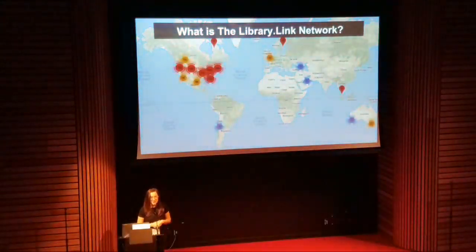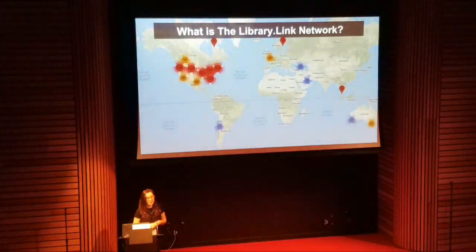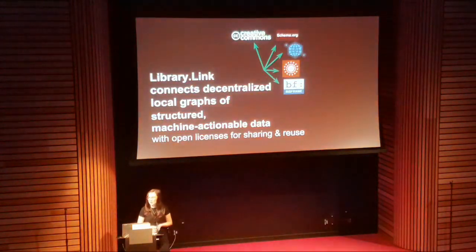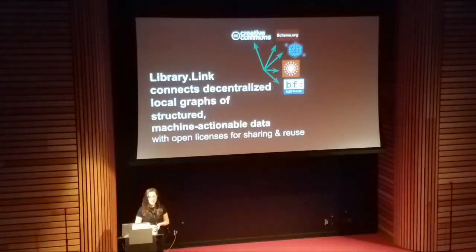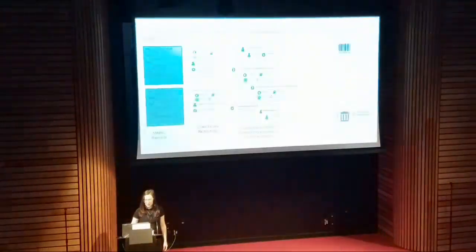So I'll start with just a quick description of what the Library Link Network is. It's a set of services in the library industry that publishes data to a shared network. The Library Link Network connects different decentralized local graphs of library data. All of this data is structured and machine readable, and then it's all licensed back to the libraries with an open license, a Creative Commons 4.0 International license.